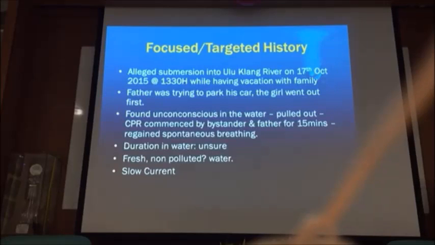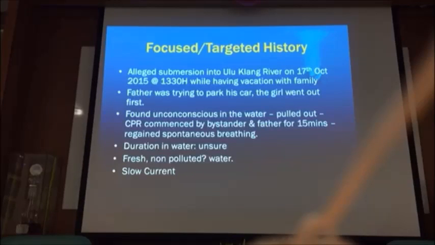Because if the girl fell, there's another element to it, you know what I mean? Because the car park is so close to the river, she could jump into the river. Otherwise, if the girl fell into the river, there may be something more than this. There may be some trauma, fell into something, you know what I mean? Next time when there is this concept of near drowning, duration is very, very important.